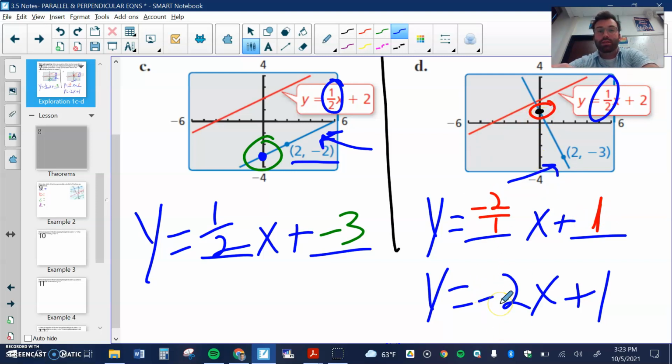I could also write it as negative 2 instead of negative 2 over 1. Remember, whenever you have a whole number, you can always write it as being over 1. Like 5 can be 5 over 1. 7 can be 7 over 1. 100 can be 100 over 1.